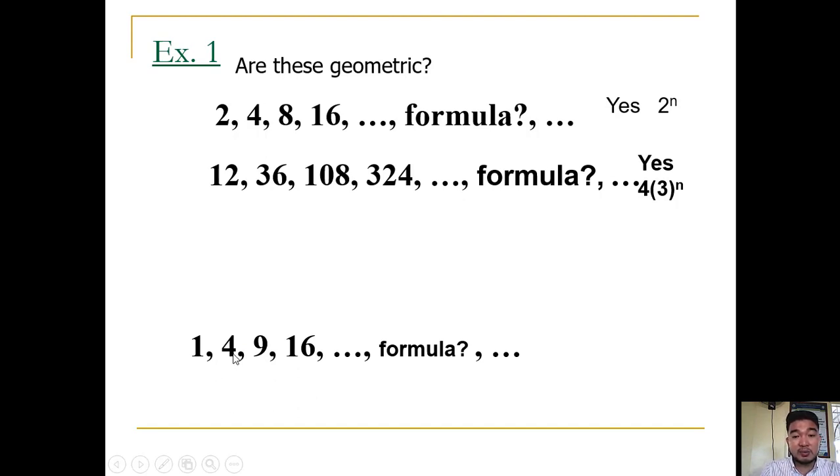So, wala tayo ditong common multiplier, wala tayong common ratio. So, this is not an example of a geometric sequence. But there is a formula here, which is n squared. Wherein, because the first term is 1, then 1 squared is 1, then the second term is 4, since 2 squared is 4, then the third term is 9, since 3 squared is 9, then 16, since 4 squared is 16. But this is not a geometric sequence because we do not have a common ratio here, which is our r.